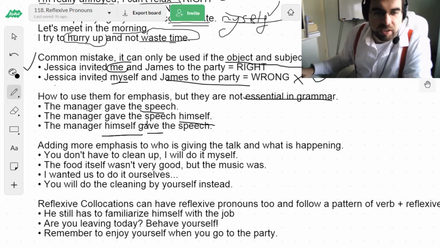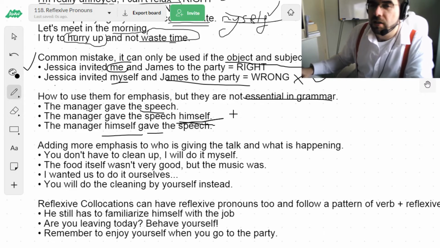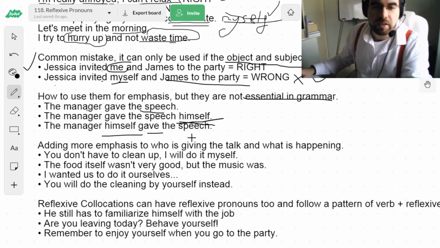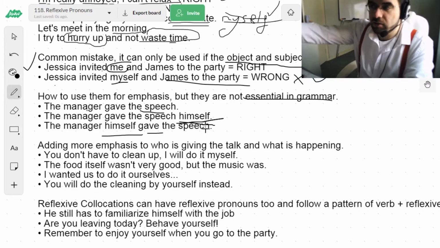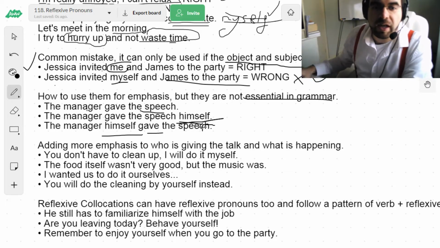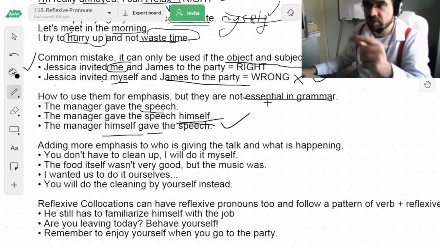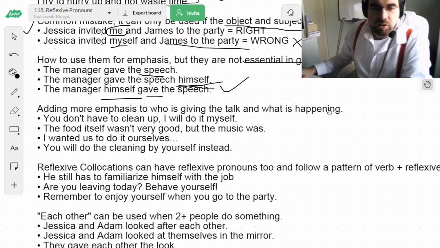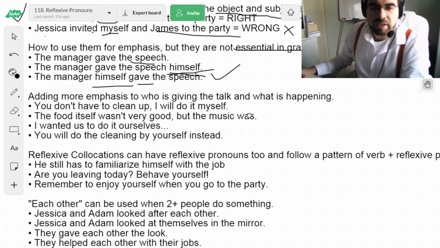The manager gave the speech herself. The shareholders themselves decided against it. The customers themselves are refusing to pay. Yeah, emphasis. Adding emphasis to who is giving the talk and what's happening.